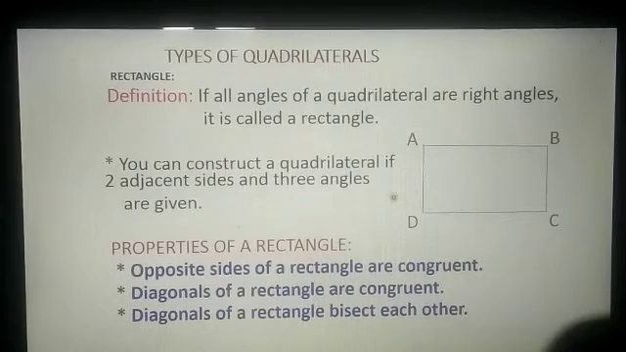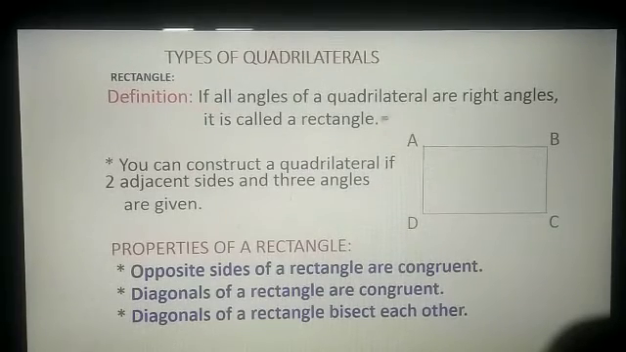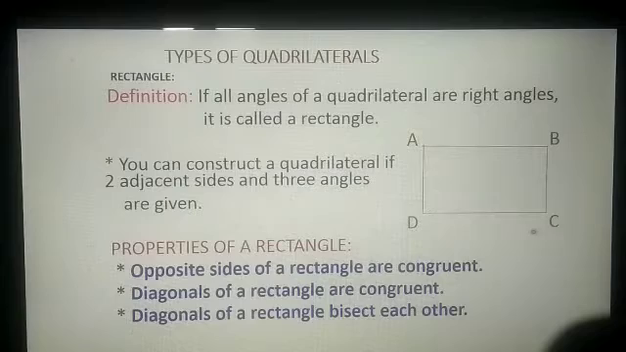So let us see the first type of quadrilateral, that is rectangle. What is the definition? What do you mean by rectangle? That is, if all angles of a quadrilateral are right angles, it is called a rectangle. Now see the figure: angle A, angle B, angle C and angle D. In this quadrilateral ABCD, all angles are right angles, that is their measure is 90 degrees.